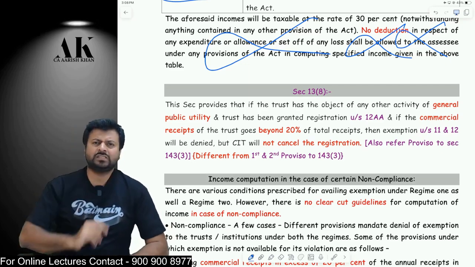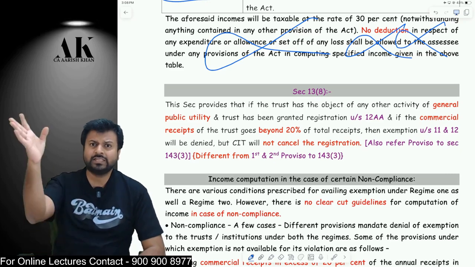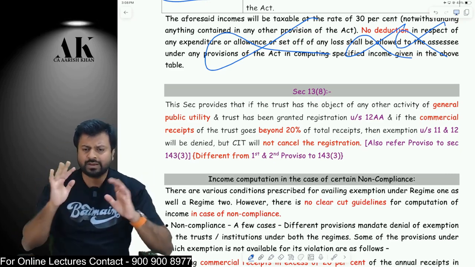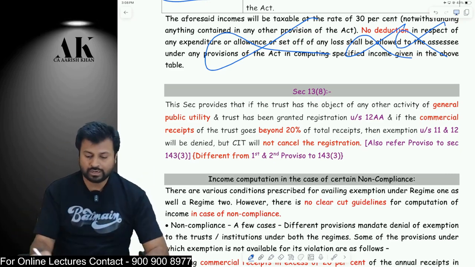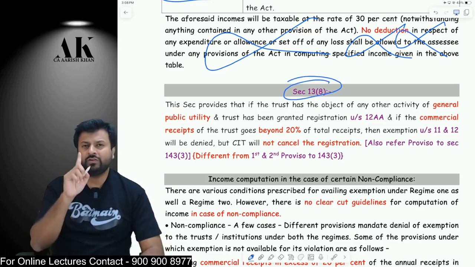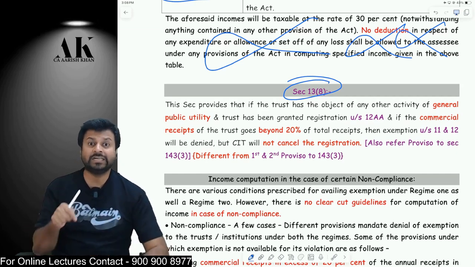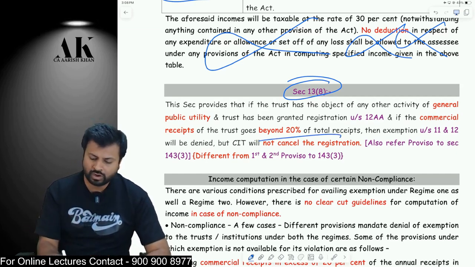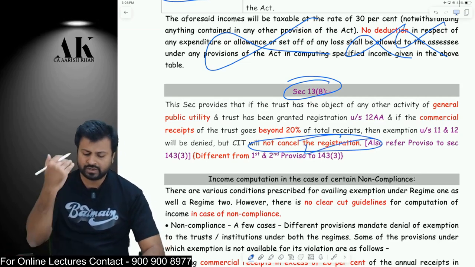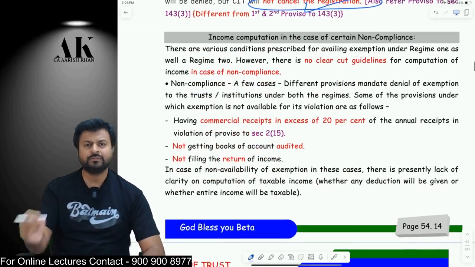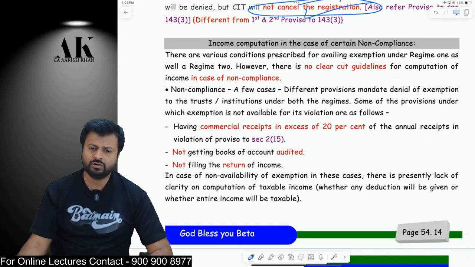Now, what if it exceeds 20% of total receipts? If it exceeds 20% of total receipts, will I lose my registration also? No. The law says that under section 13(8), if your commercial receipts exceed 20% of total receipts, you will lose exemption in that year, but you will not lose what? Your registration under the income tax law will continue to serve you. They will continue to get the benefit of that.